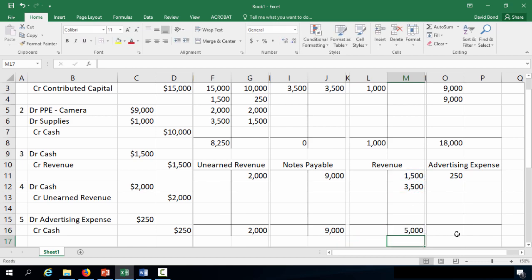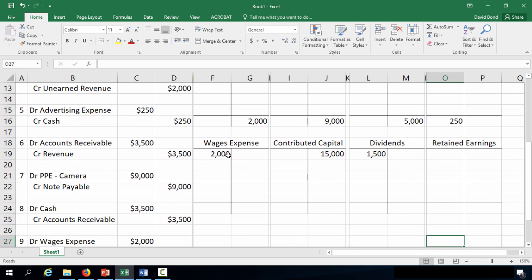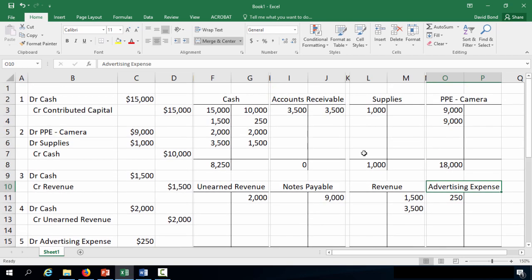Revenue 5,000. Advertising debit 250. Wages expense debit 2,000. Contributed capital credit 15,000. Dividends debit 1,500, and retained earnings. I put this in here for completeness, even though we didn't see an entry on it. Credit 0. We've put all these together. Hopefully they will balance out, and we'll check that in just a moment.